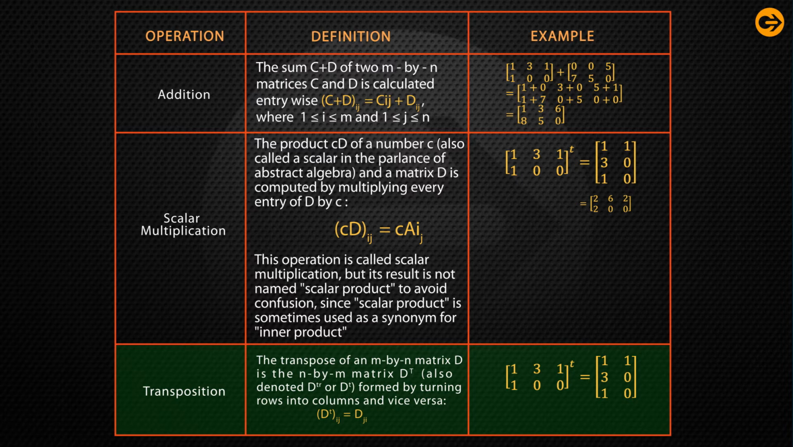Let us take one example. If the matrix is 1 3 1 and 1 0 0, what will be the transpose? The transpose will be 1 1, 3 0, 1 0.